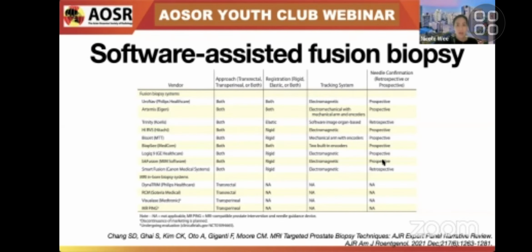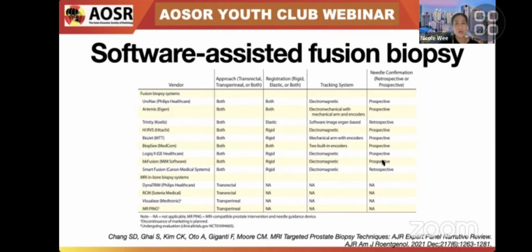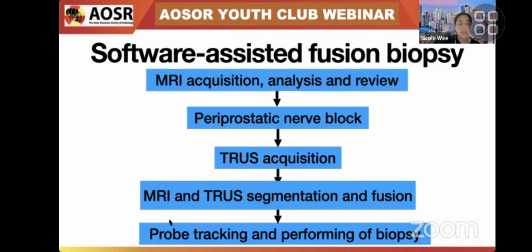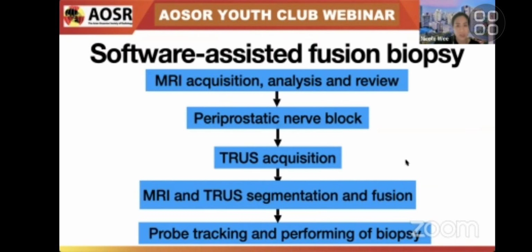There are many vendors out there on the market, with different approaches available. This is just a summary table that demonstrates it, be it the transperineal route or the transrectal route, and the different types of tracking systems available. So many systems out there, but the key steps remain the same in the entire process of the fusion method. These steps may occasionally be interchangeable depending on the institution and their methods of clinical practice, for example, whether the radiologist or the urologist is the one who conducts the biopsy.